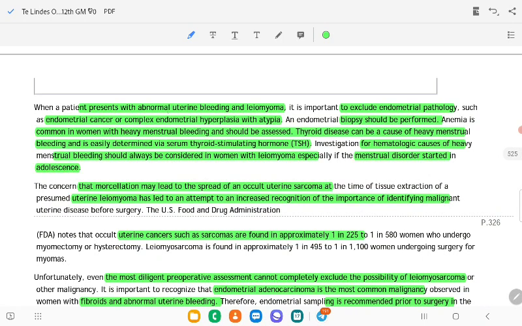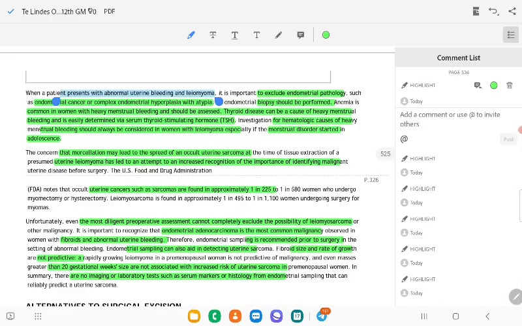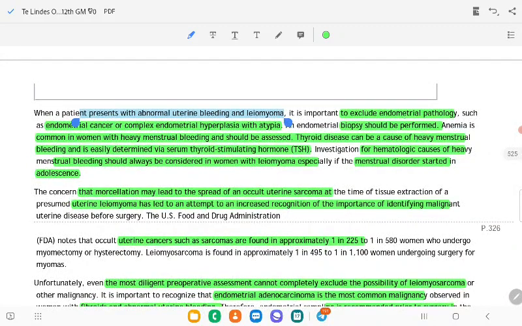When a patient is presenting with abnormal uterine bleeding, it is important to exclude endometrial pathology, which is endometrial cancer and complex endometrial hyperplasia with atypia, and an endometrial biopsy should be performed.